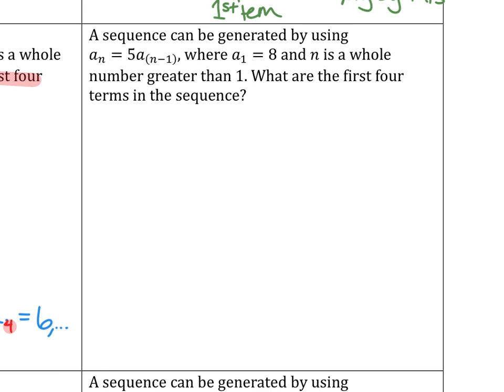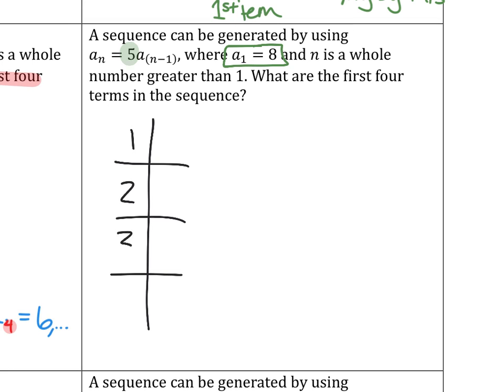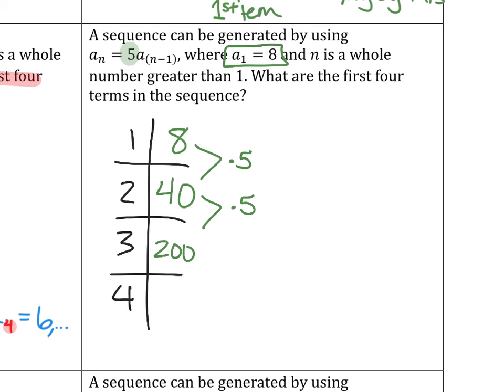So, like you guys said, in this first problem, what am I multiplying by? 5. And what number am I starting with? 8. Okay, great. So I'm going to make my table for the first 4 numbers in the sequence: 1, 2, 3, and 4. It starts with 8. And then I'm going to multiply by 5 to make the next number, which means it's 40. Then I'm going to multiply by 5 again: 200. And then I'm going to multiply one more time. 2 times 5 is 10.